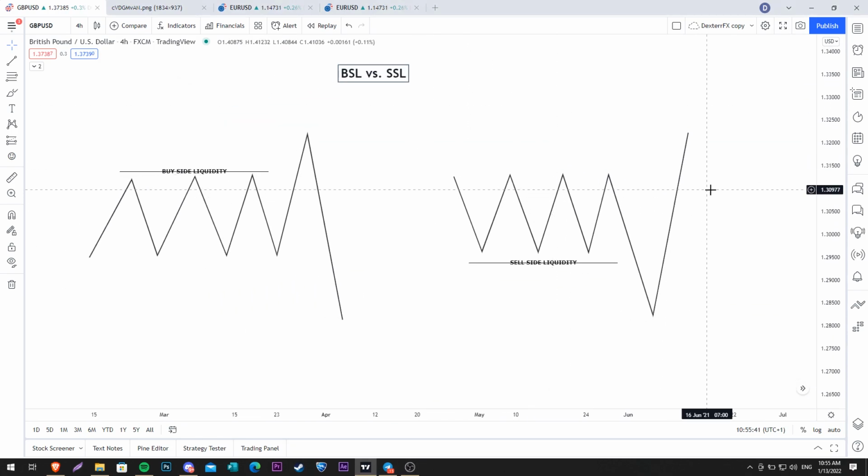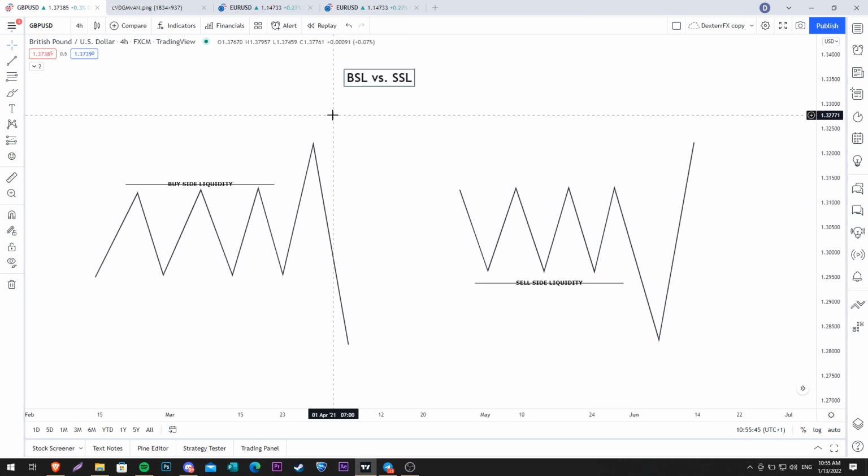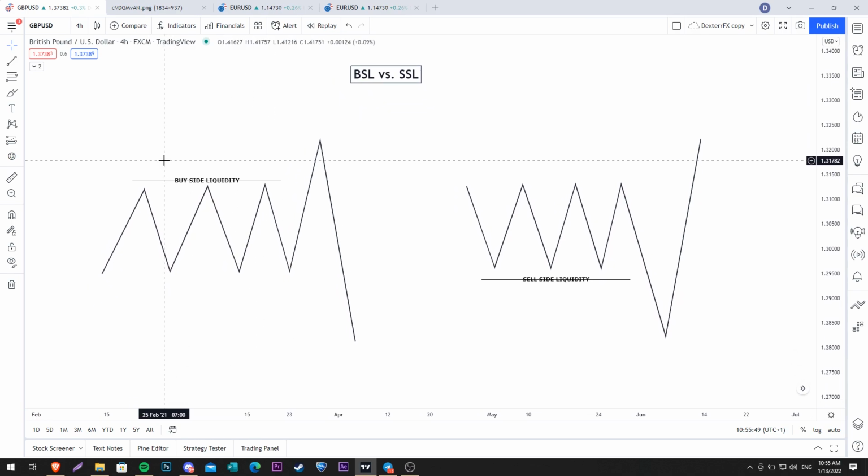Okay, now we can go through the buy side and the sell side liquidity. Okay, so we have to keep in mind that we have not only liquidity in the market, we have buy side liquidity and sell side liquidity.